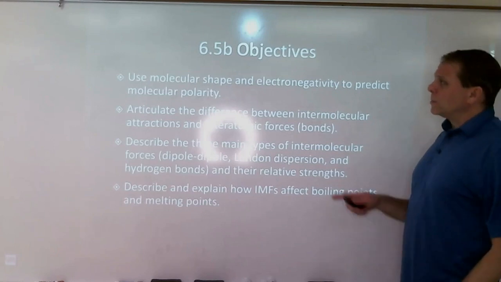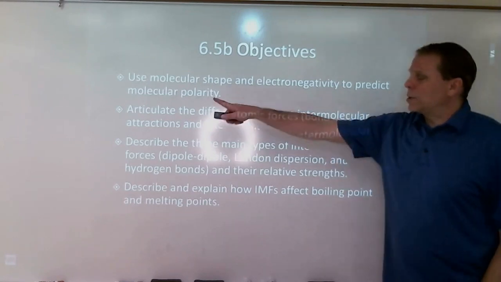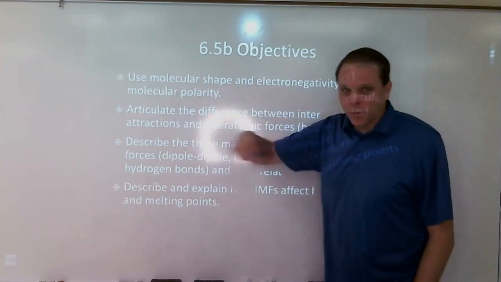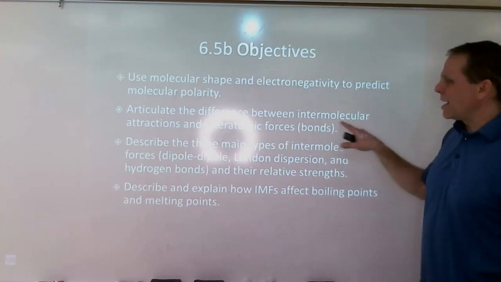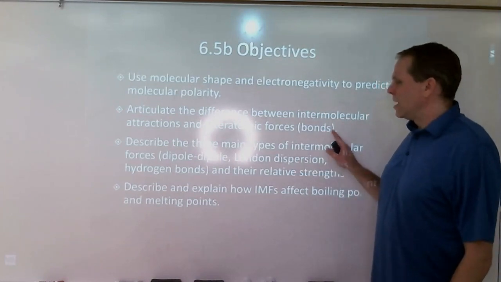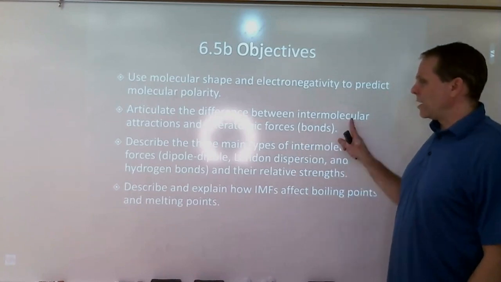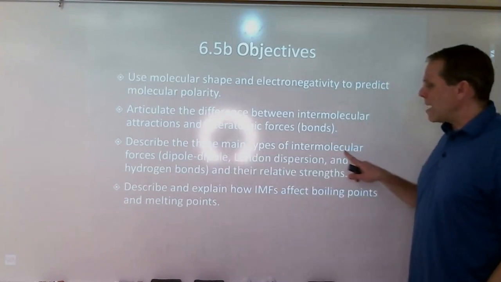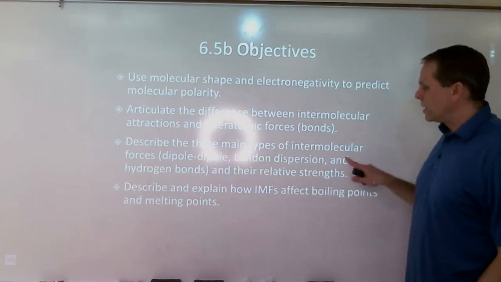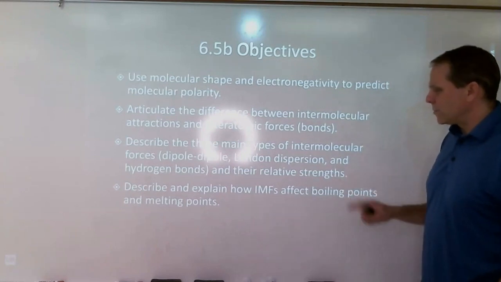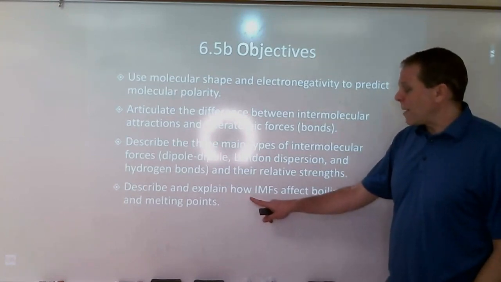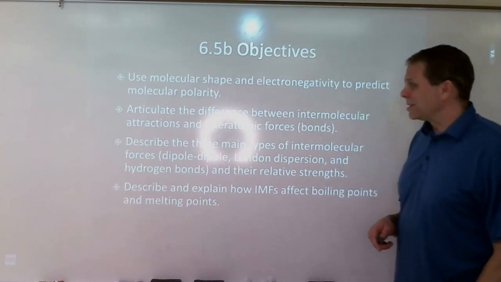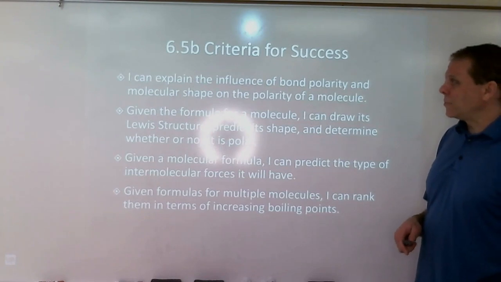We want to use molecular shape and electronegativity to predict our molecular polarity, and articulate with our words the difference between intermolecular attractions and interatomic forces. Notice I have in parentheses bonds here. Intermolecular attractions are different than bonds. Describe the three main types of intermolecular forces. We've got dipole-dipole, London dispersion, and hydrogen bonds, and their different strengths. And describe how IMFs, intermolecular forces, are going to affect things like boiling and melting points. It's pretty neat stuff.